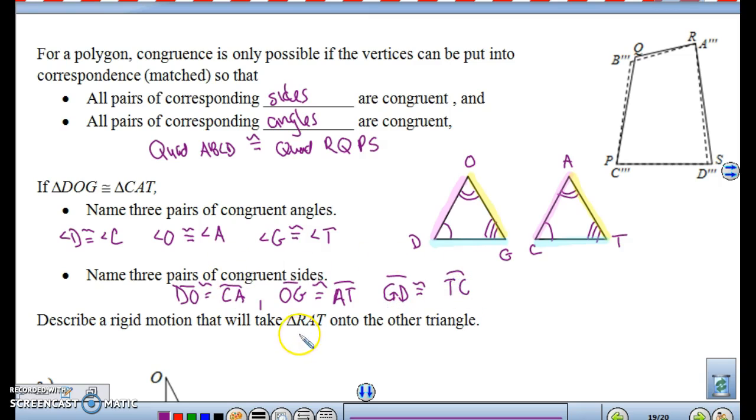Now look at your values here. D is to C, O is to A, G is to T. There's your three angle vertices. DO, CA, exactly. OG, AT, and DG, CT, or however I said them, the same order. Each vertex is named exactly the same way. Each of the vertices will correspond to each of the segments.